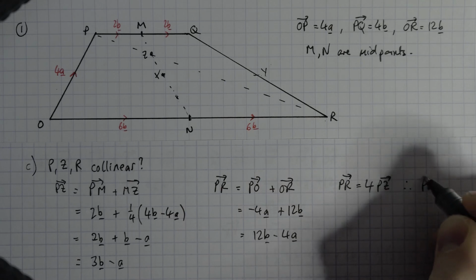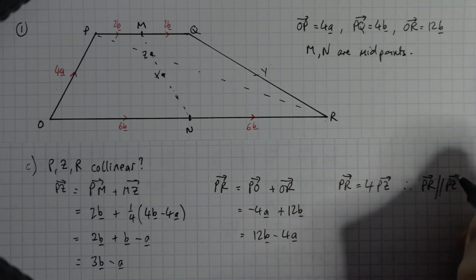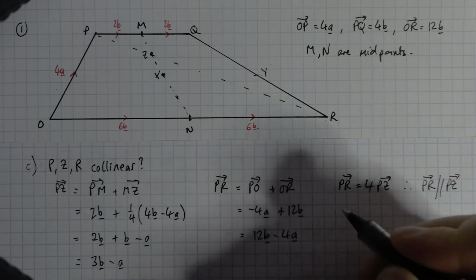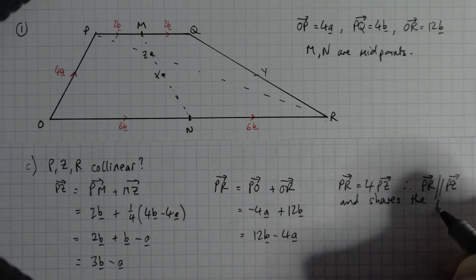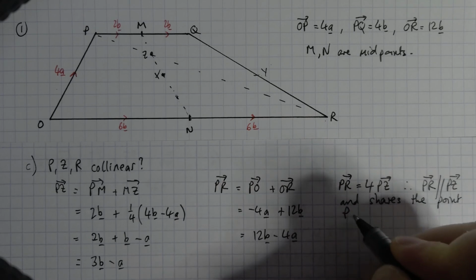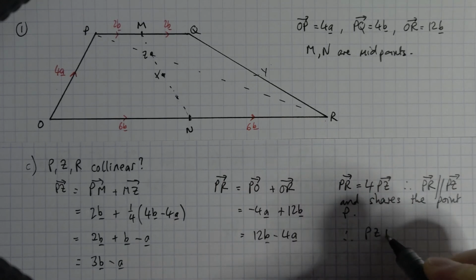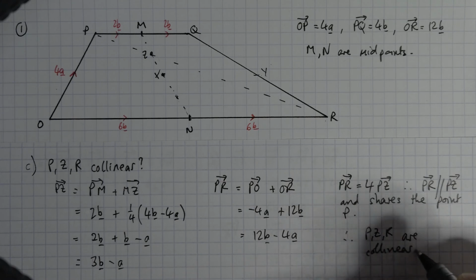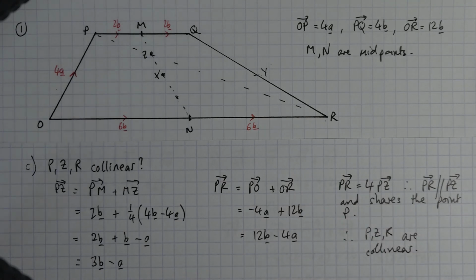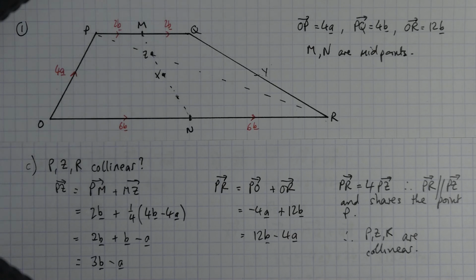Therefore, PR is parallel to PZ and shares the point P. Therefore, P, Z, and R are indeed collinear. And we didn't know that in advance. It's perfectly possible that you could be asked the question, are they collinear? And the answer is no. So if you'd done this and that one wasn't an exact multiple of that one, then the answer would be no. They're not even parallel, for example.